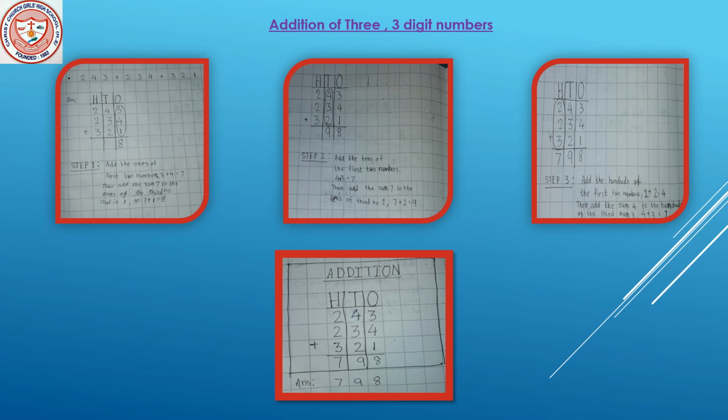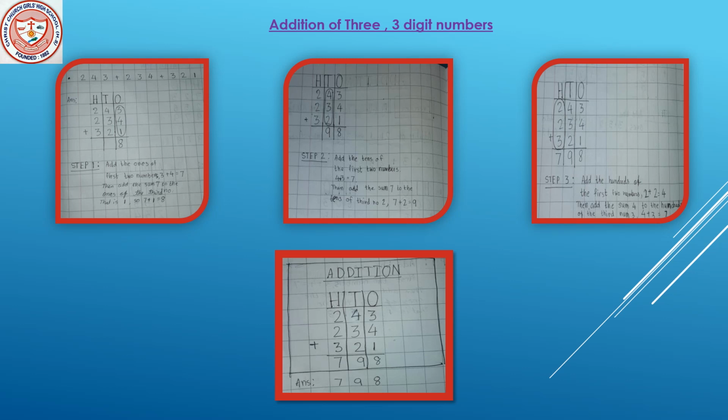243 plus 234 plus 321. How will you solve it? Do not forget to write HTO. Never forget to write HTO and never forget to give the sign, plus sign. Okay, let's start. Add the ones of the first two numbers, that is 3 plus 4.